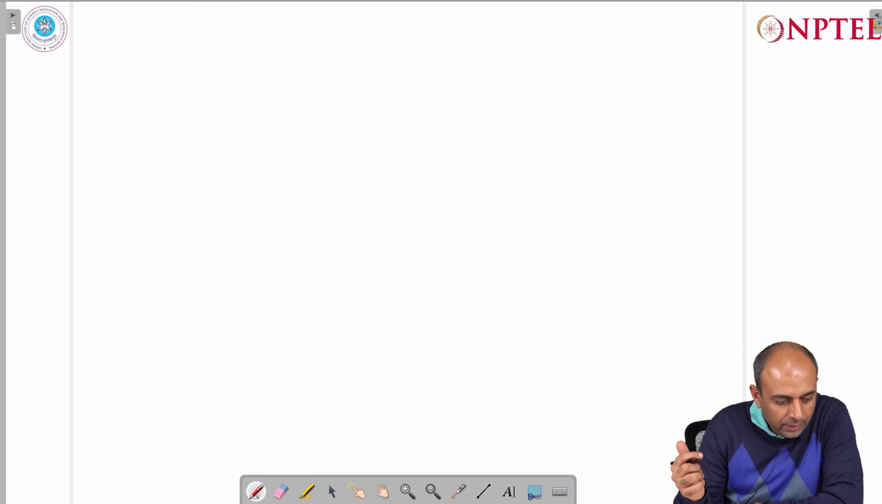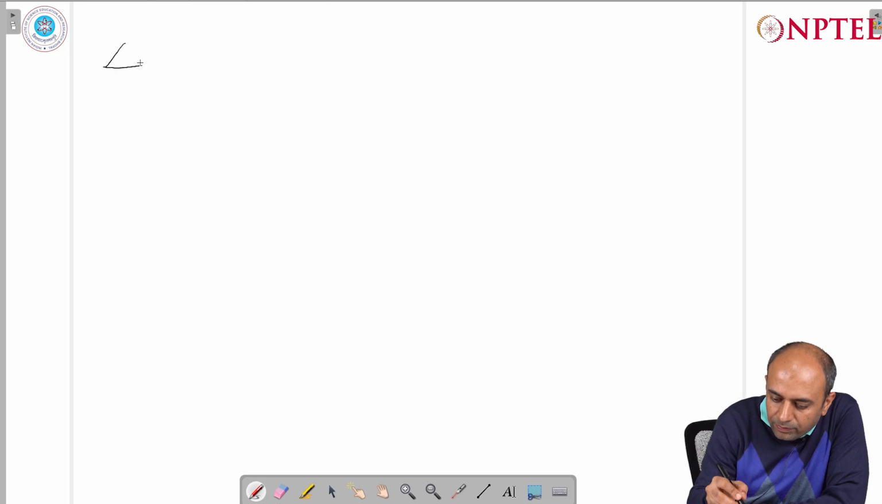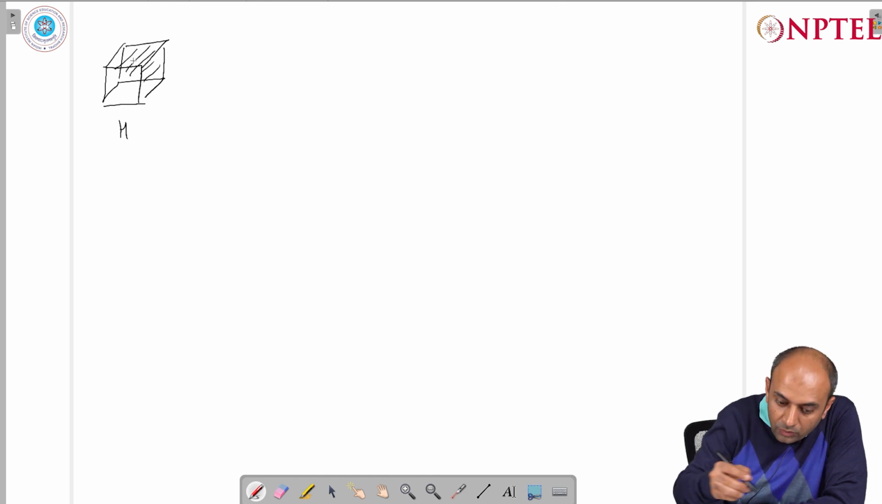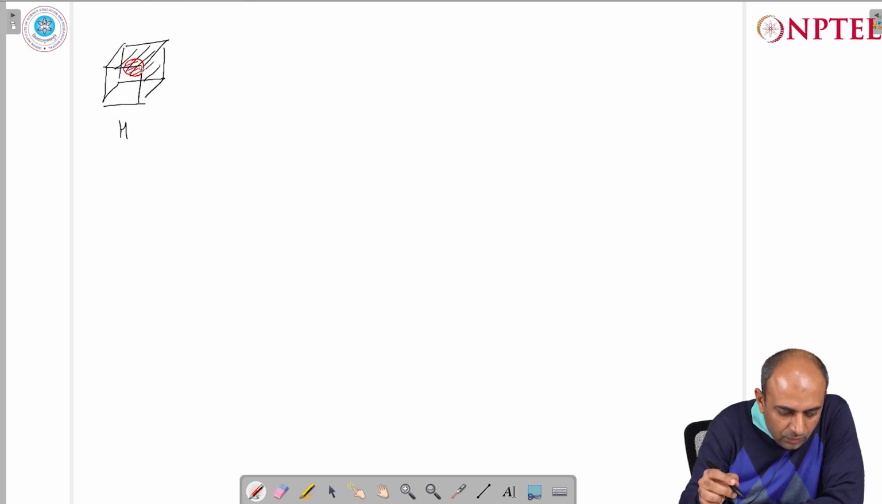For example, we can have this, my host molecule which is the larger one in size, and I have a guest. The guest can be simply included here. Okay, so this is my guest. This is referred to as a capsular arrangement.